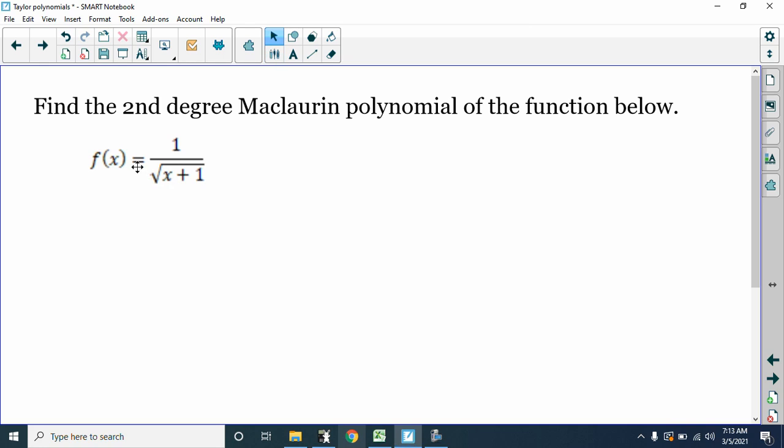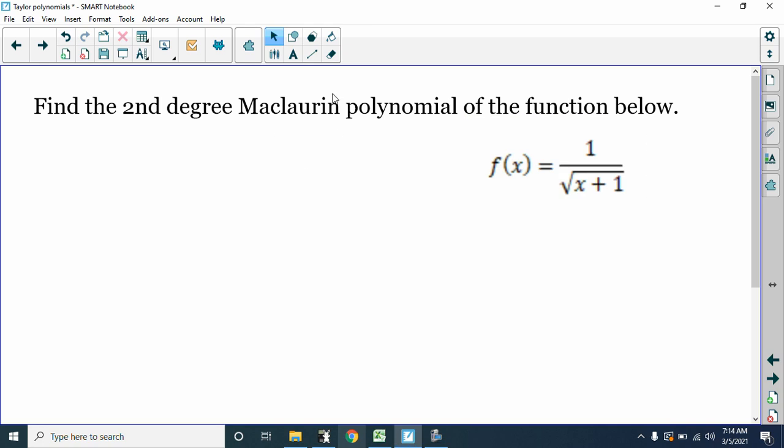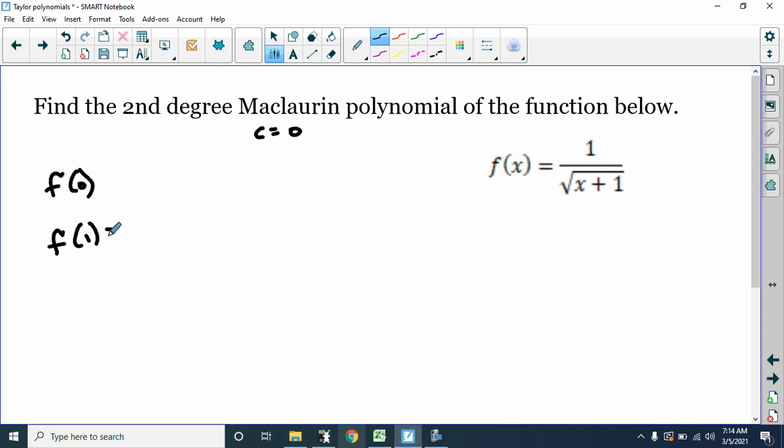This one asks us to find the second degree Taylor or Maclaurin polynomial for the given function. So the fact that it's a Maclaurin polynomial tells us that our center is at 0. So we need to know what is f of 0, f prime of 0. And what's the second degree? So we have 2 terms. Second degree would, I'm sorry, this is f prime of 0. So we need the second derivative, f double prime of 0.